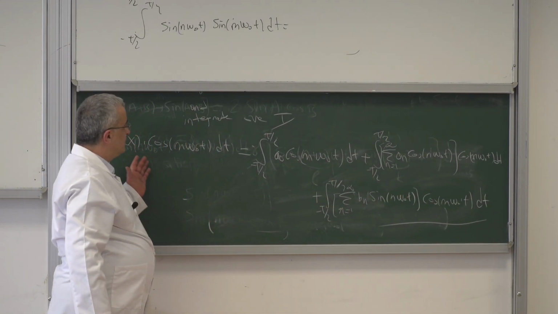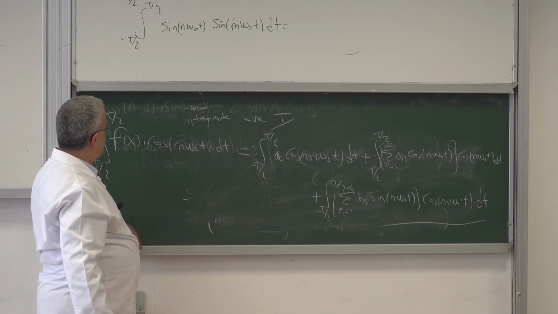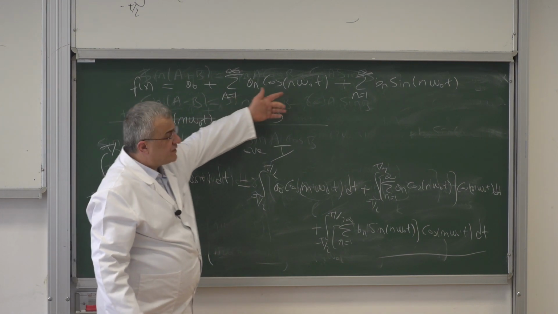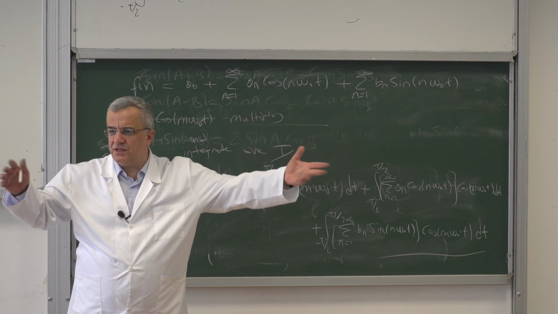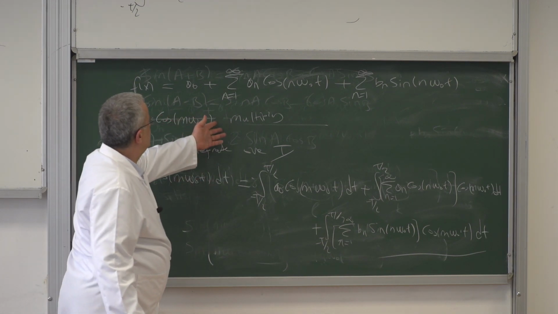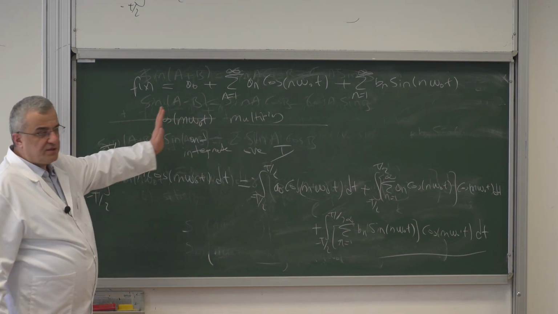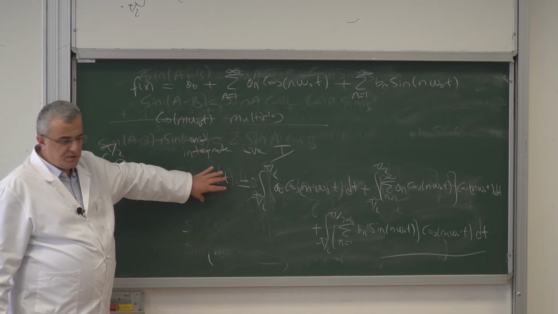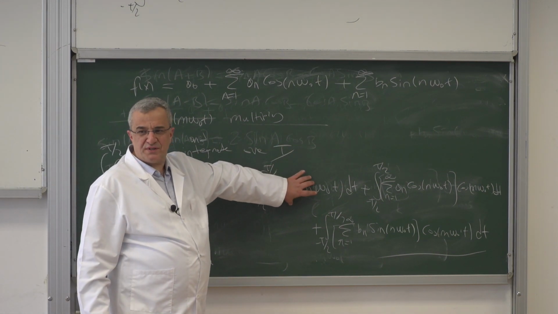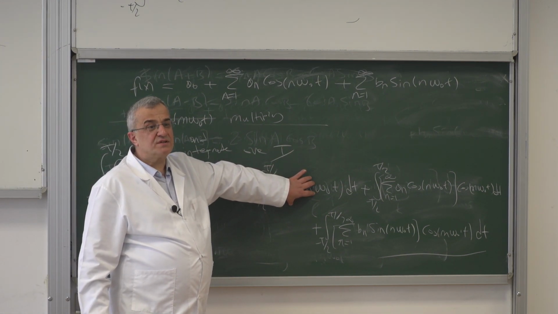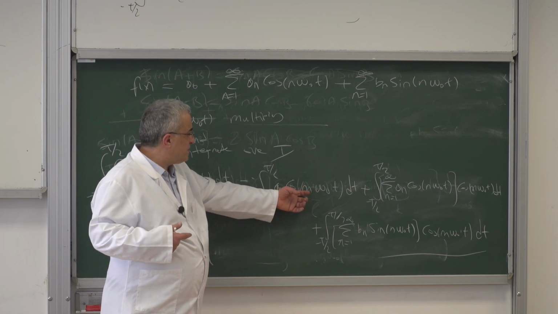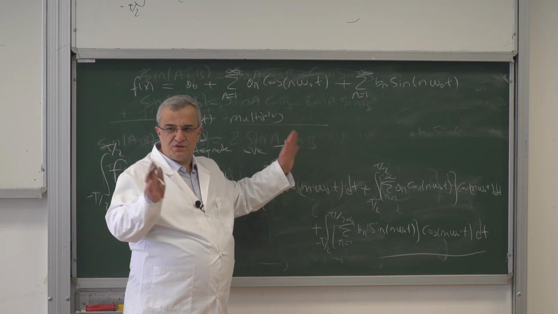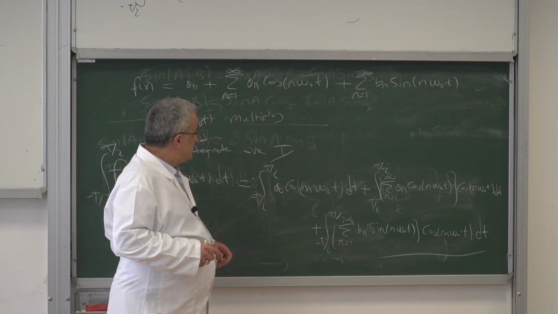So we took this and multiplied it by cosine m omega 0 t, with m just any integer, not n, and then we integrate it over a period. We don't know what the value of this is, but let's look at this. What is the value of this integral? It is 0. Why? Because a0 is just a constant, so when you integrate this function over a period, it is 0. For any value of n, it is 0.